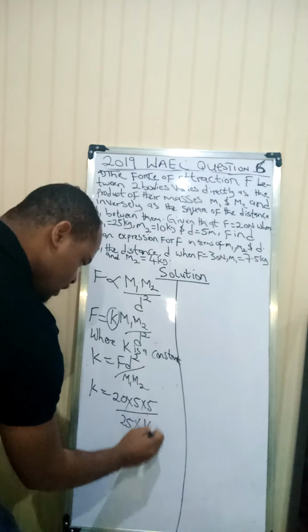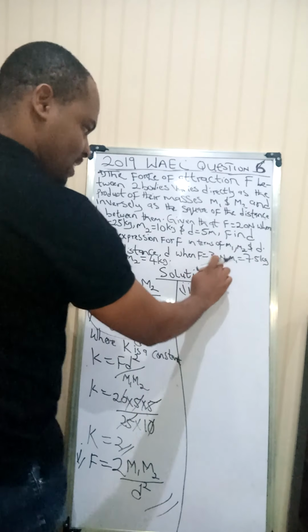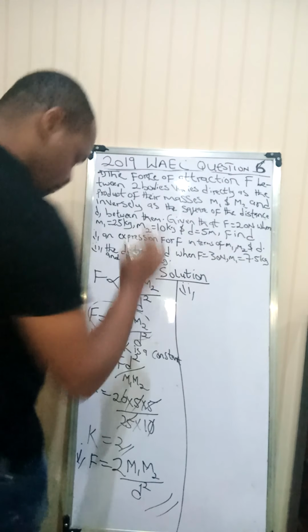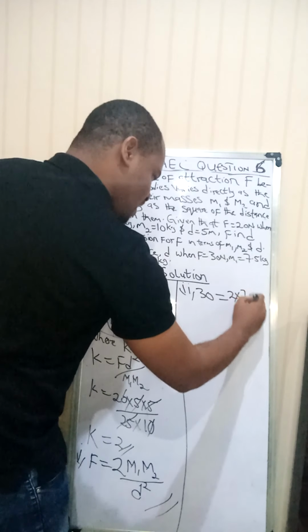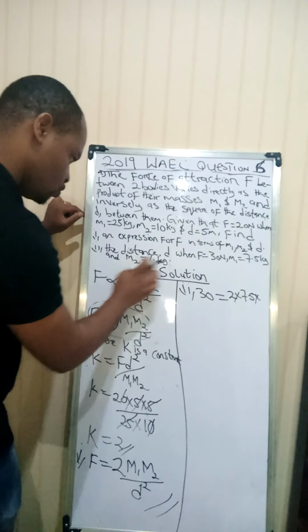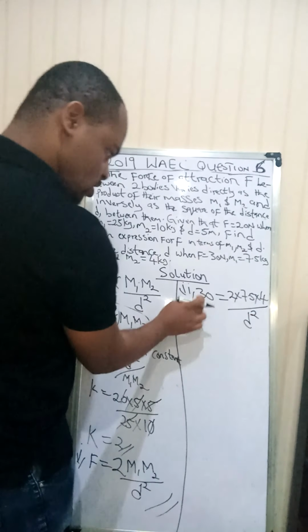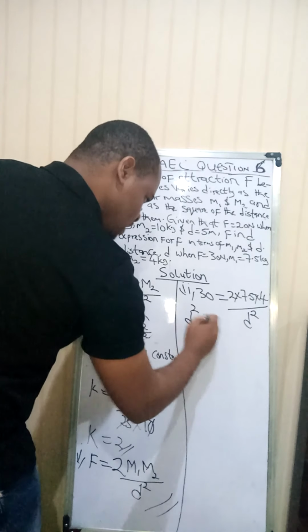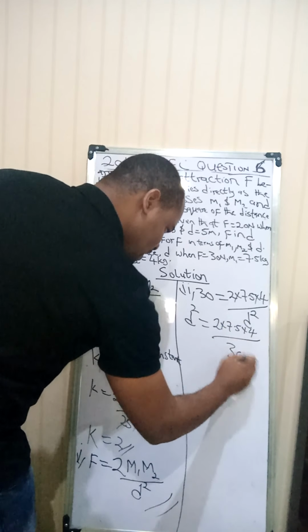Now we jump to the second one. The second one said we should find the value of d when F is 30, m1 is 7.5, m2 is 4. Look at this expression. We introduce all the values there and we'll get our d. F is 30, so I have 30 equal to 2 times 7.5 times 4 all over d squared, which is what we are looking for. So bring this d squared here, take this 30 there. I'll have d squared equal to 2 times 7.5 times 4 all over 30.